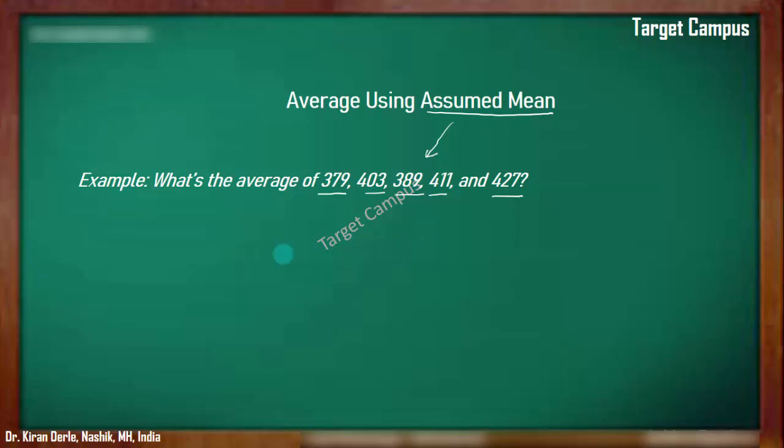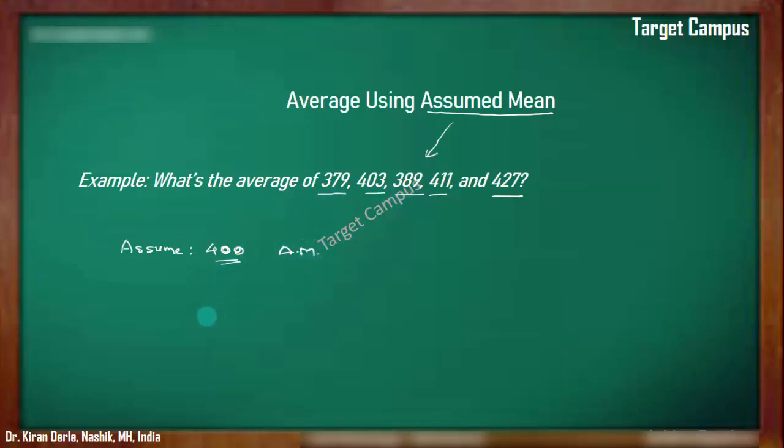So we can assume some specific mean, and not necessarily that it should be among these numbers only, right? So we'll take a good number, that is 400, which is very much doable. 400 is the assumed mean. This is our assumed average. Our assumed average is 400, right?